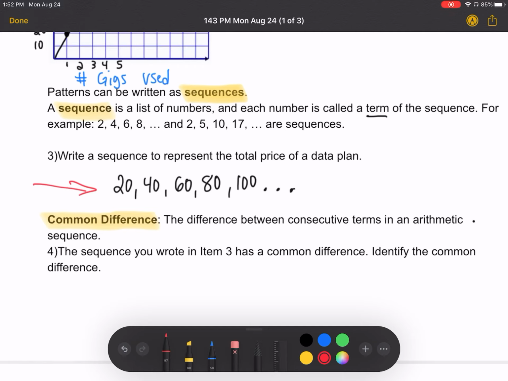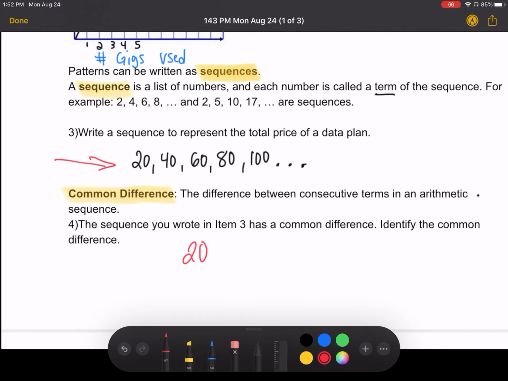basically how much it is changing by every time. So it's either going up by a certain amount or it's going down by a certain amount. So what is that amount that we're changing by every time? And so in this case, 20 to 40 is 20, 40 to 60 is 20, 60 to 80 is 20. So that common difference is 20 every time.